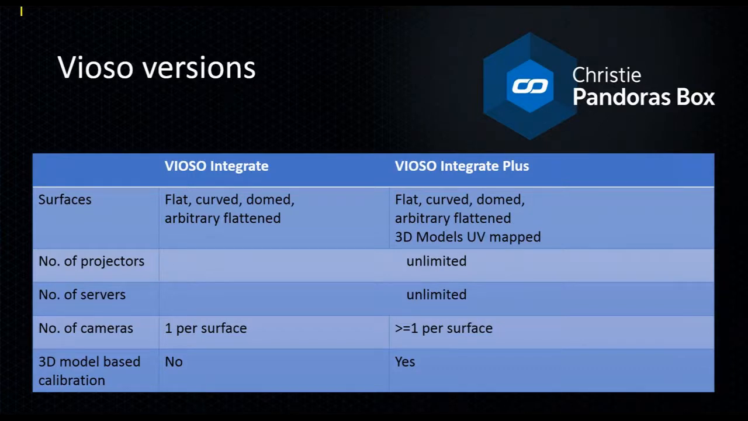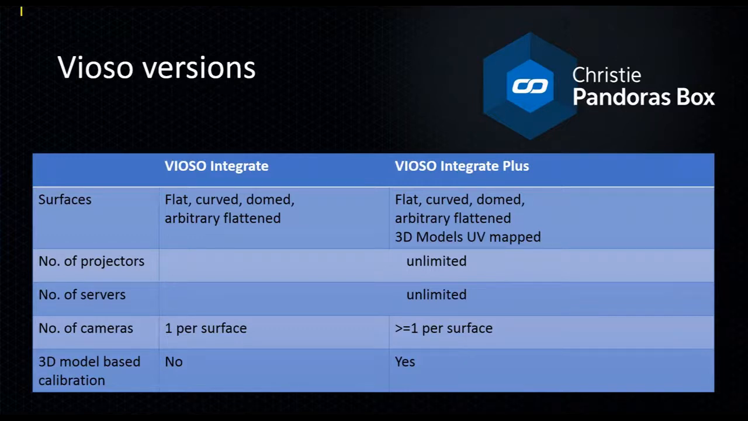And we call that a flattening, because the Integrate Plus works on a 3D model. This is the 3D mapping that you all know, where a 3D model and UV mapped content need to be fit together. So that's a main difference. The number of projectors and the number of servers are theoretically unlimited. So our calibration system is able to scale with the hardware setup that you have.